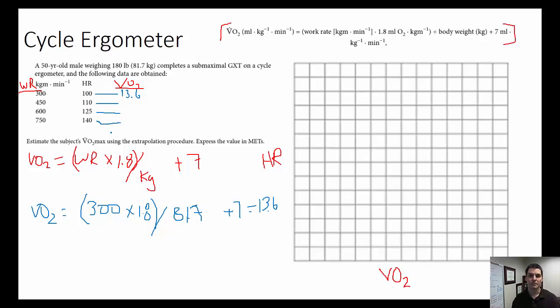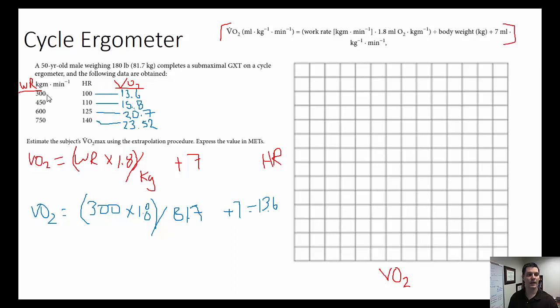So I'm going to quickly pause the video. I'm going to do the math really quick, and then once we get those, we'll continue with the plotting of the equation. Okay, so I've completed all the math, and here's the values that I got when I calculated them.